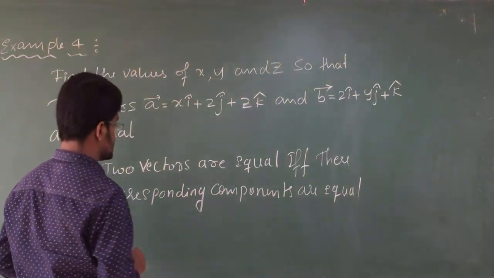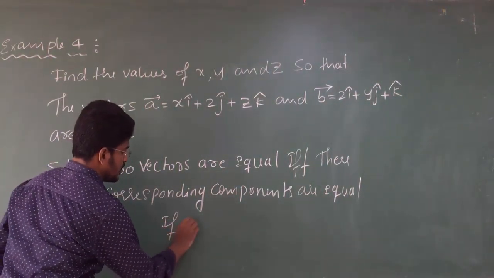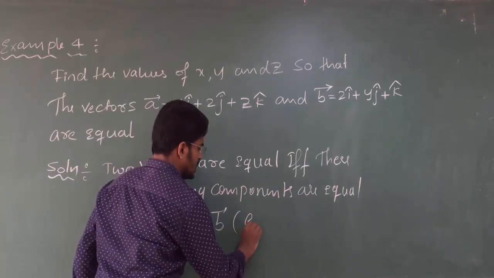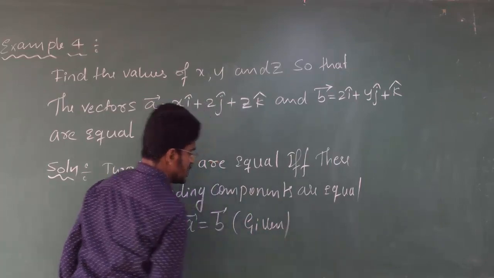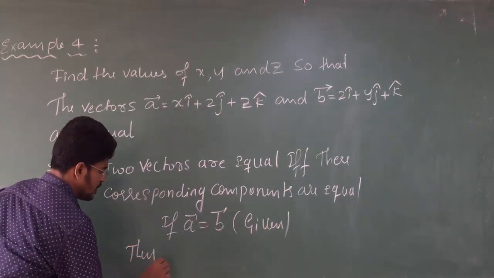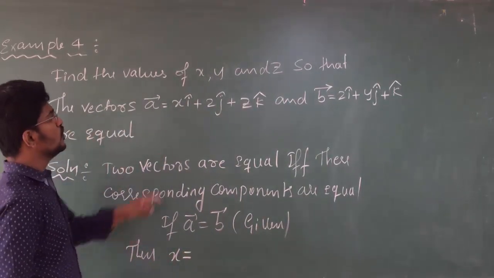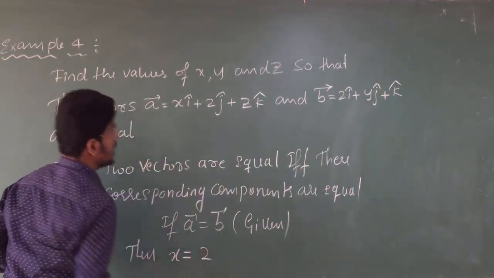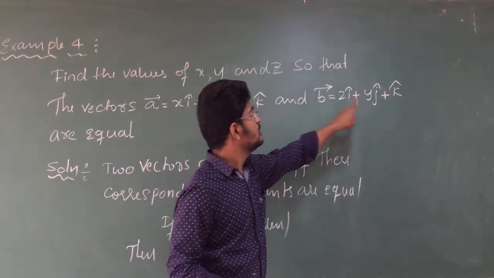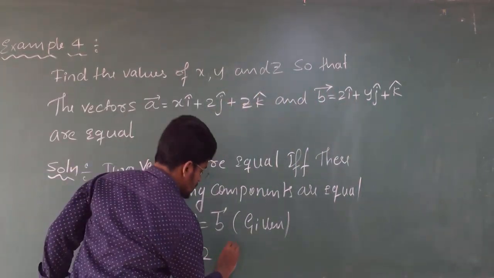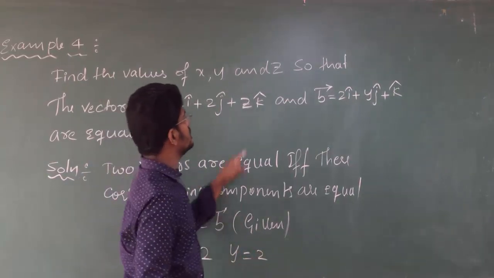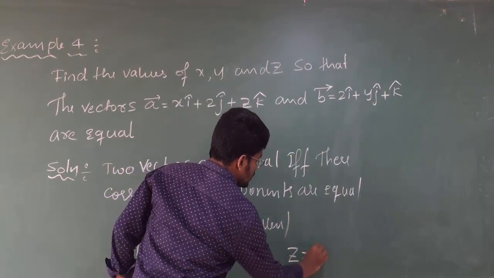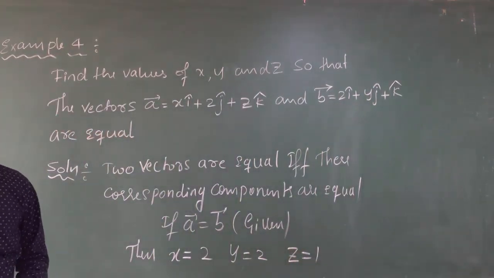So for that reason, if a equal to b, that means vector a equal to vector b given, then x must be equal to corresponding i cap is what here? 2. Next, corresponding 2 is equal to y, and the third one is z is equal to 1. So these are the values of x, y and z.